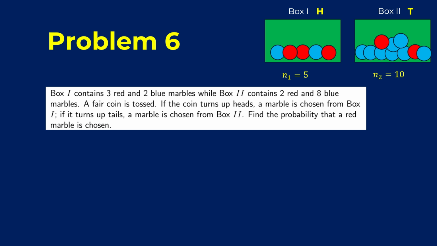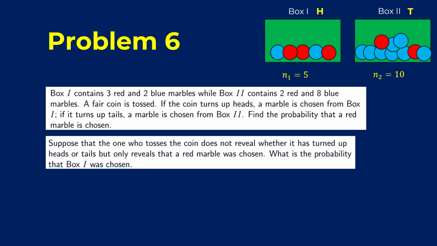In problem 6, we say that the one who tosses the coin does not reveal which side the coin turned up. The only information that is revealed is that a red marble was chosen, and now we want to find the probability that box 1 was chosen. Let's see how we can solve this problem.